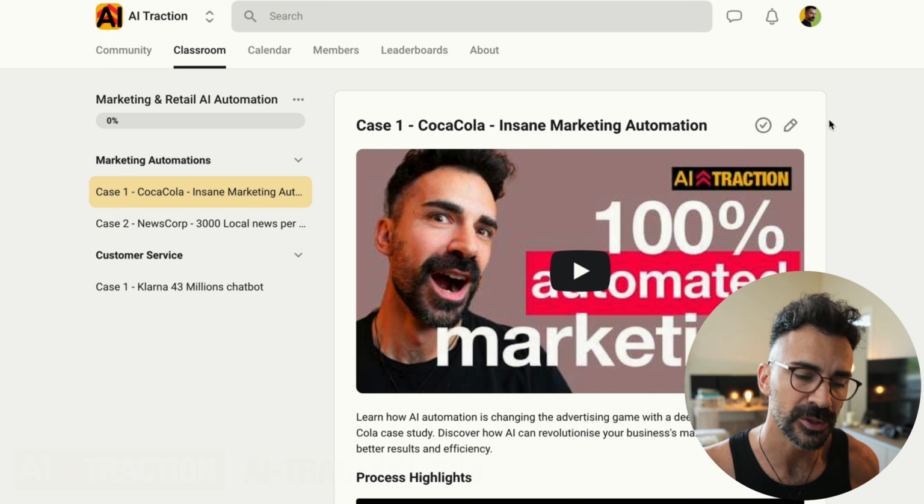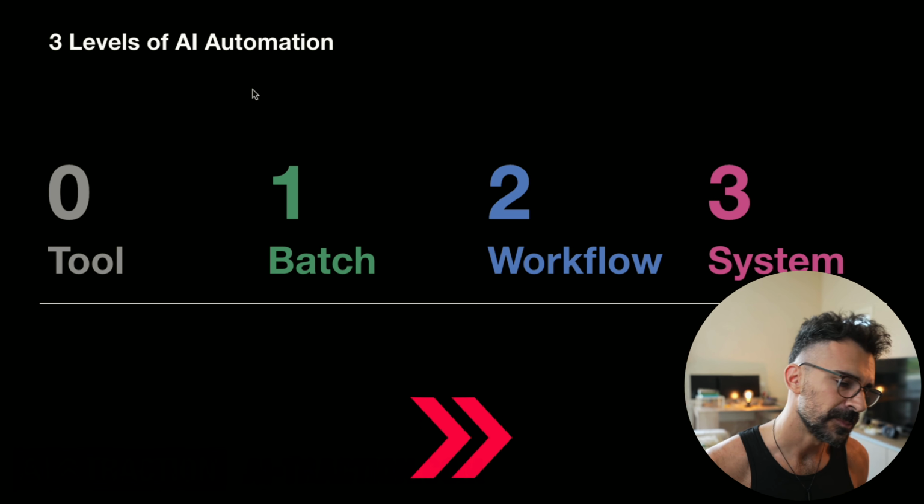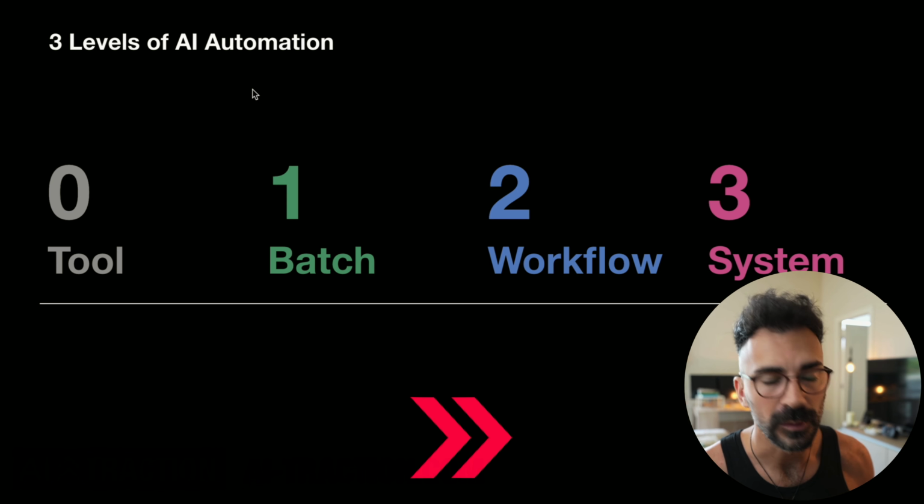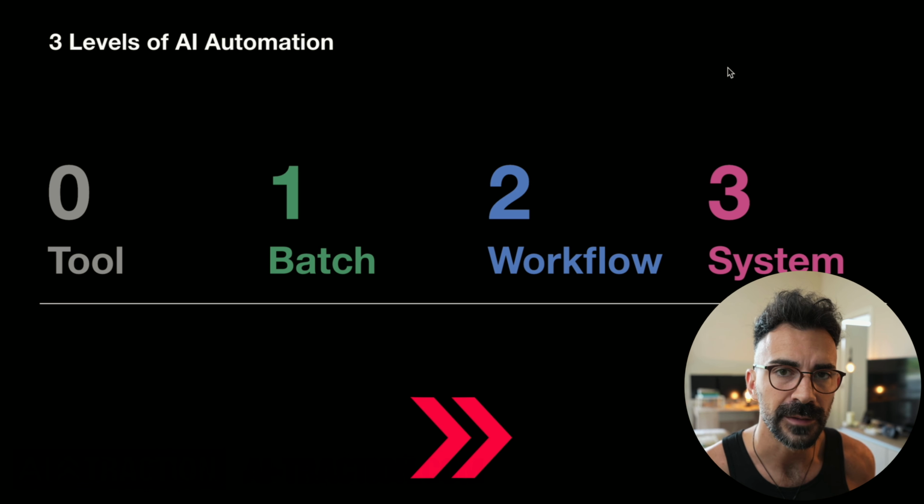So you can understand better the return of the investment and why we're doing all of this AI automation. So to explain exactly what we are talking about when we're speaking about AI automation and automation in general, we're gonna talk about 3 different levels.